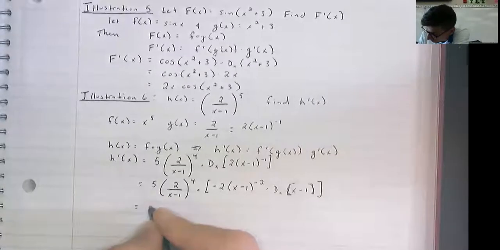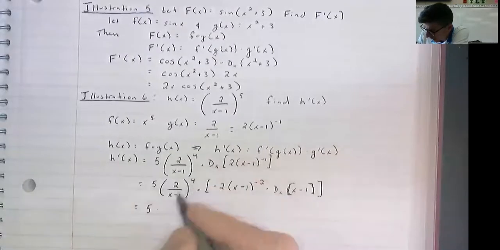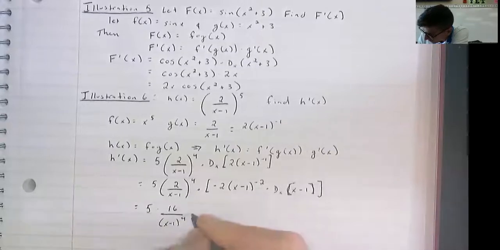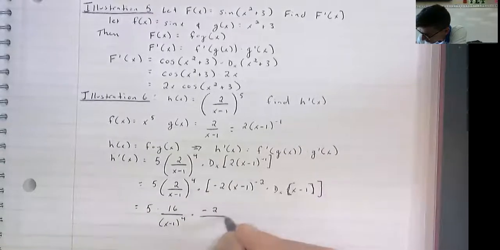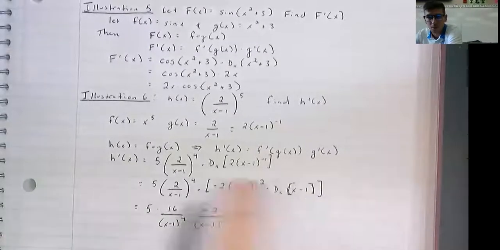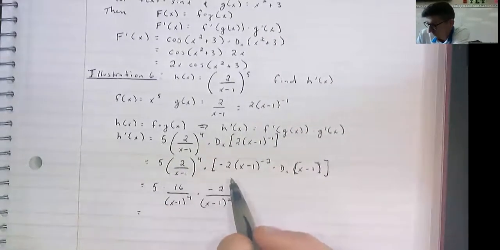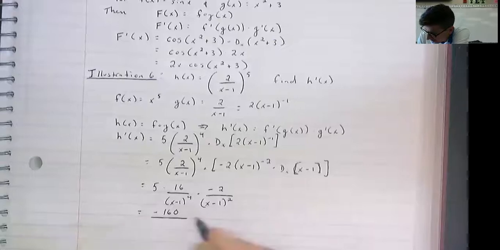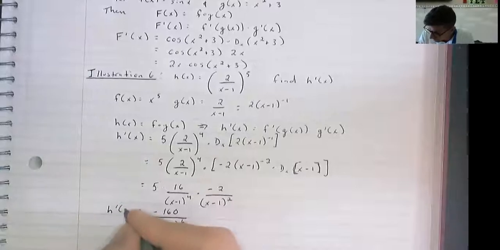So cleaning this all up, we get 5. I'm going to write this as 16 over x minus 1 to the 4th. This will become negative 2 over x minus 1 squared. The derivative of x minus 1 is 1, so that goes away. And this all turns into negative 160 over x minus 1 to the 6th. Pretty cool.